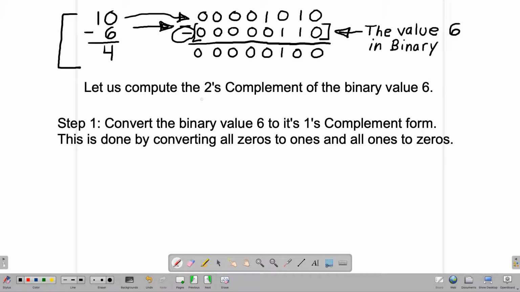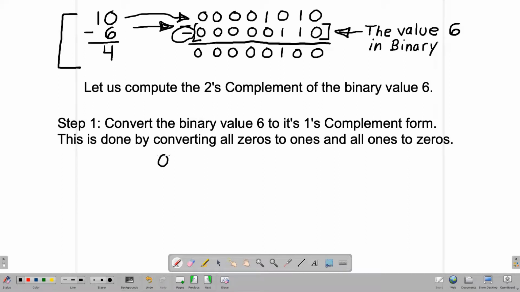So let us compute the 2's complement of the binary value 6. Step 1, convert the binary value 6 to its 1's complement form. Well, what is 1's complement form? This is done by converting all zeros to 1's and all 1's to zeros. So let's write out the binary value 6.